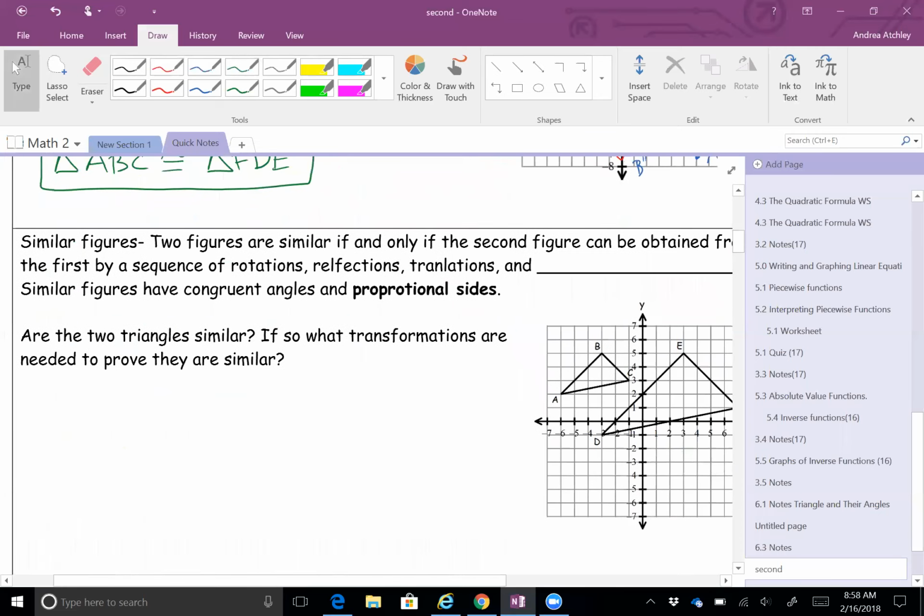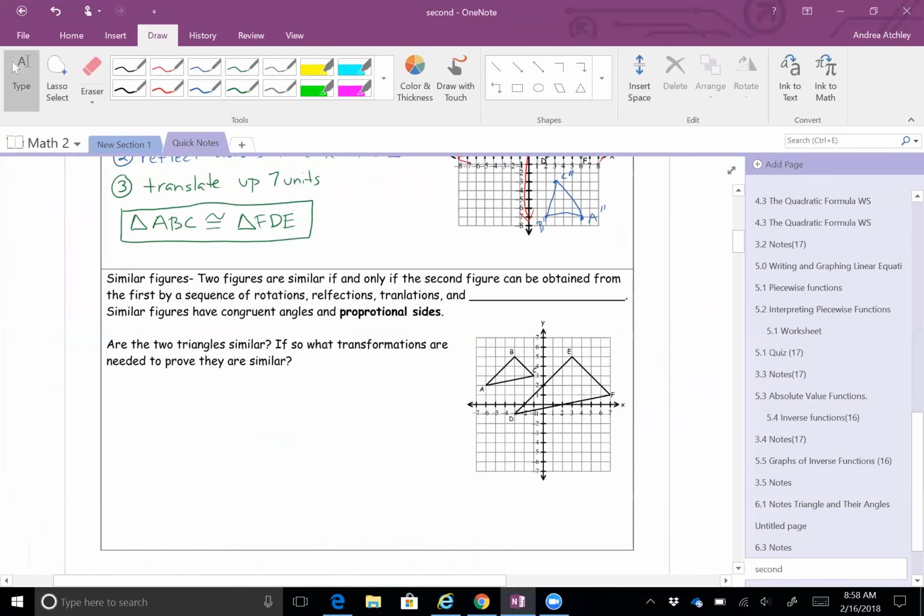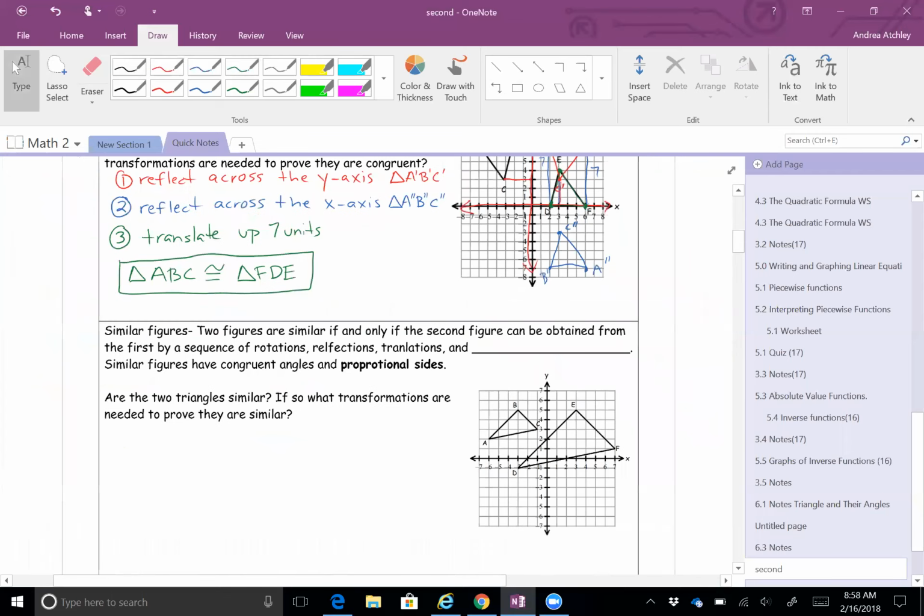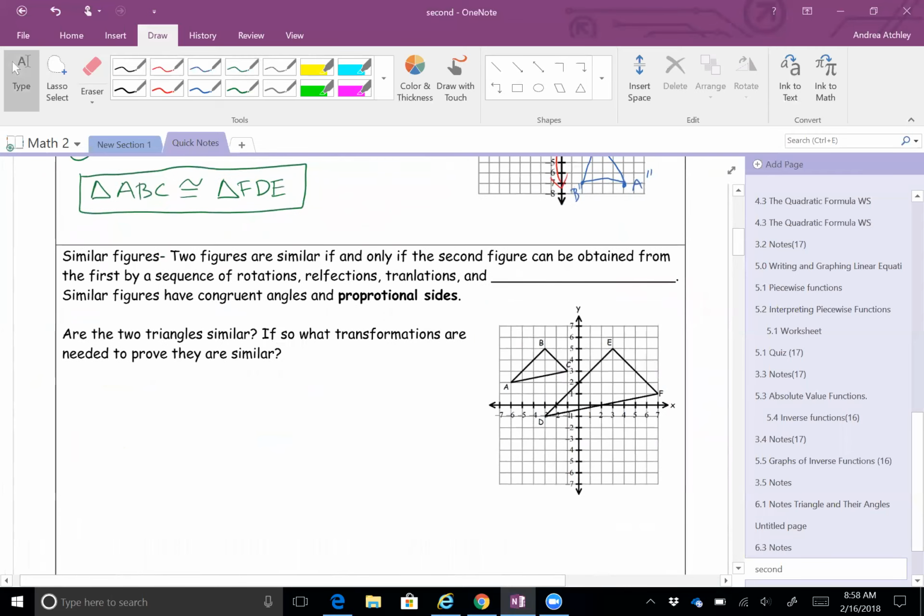Okay, similar figures. Now, two figures are similar if and only if the second figure can be obtained from the first by a sequence of rotations, reflections, translations, and dilations.